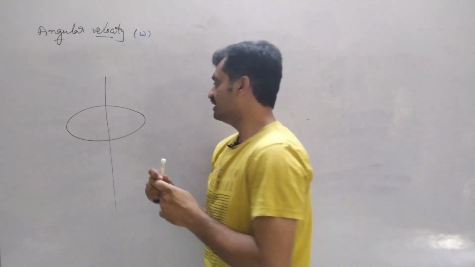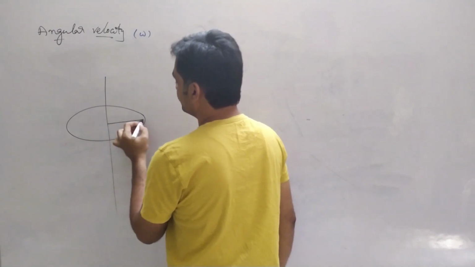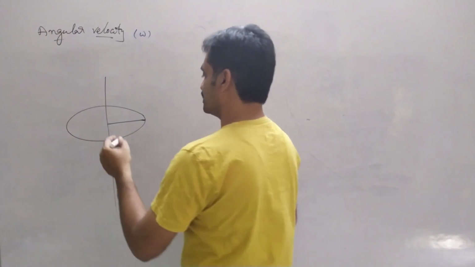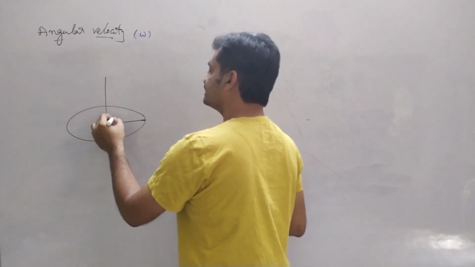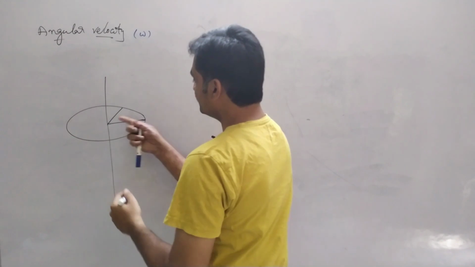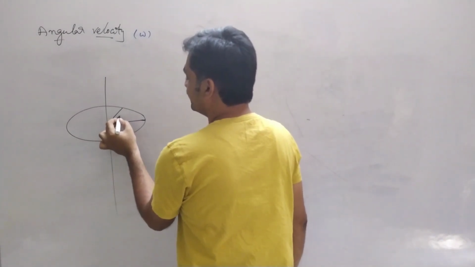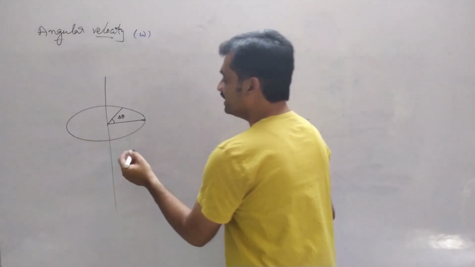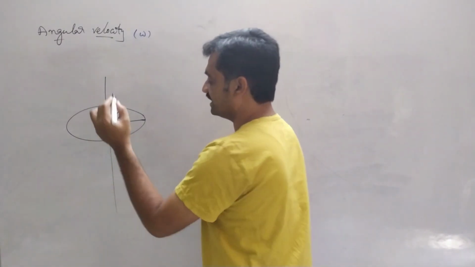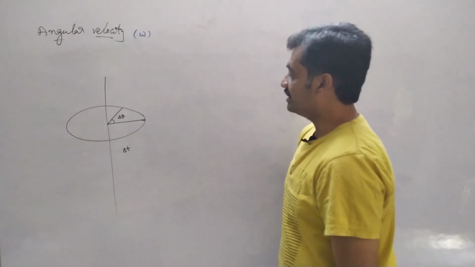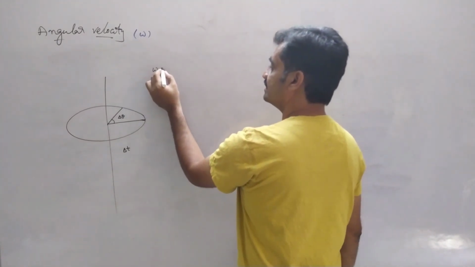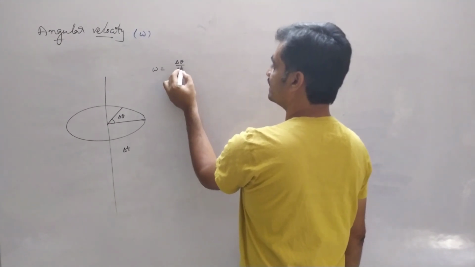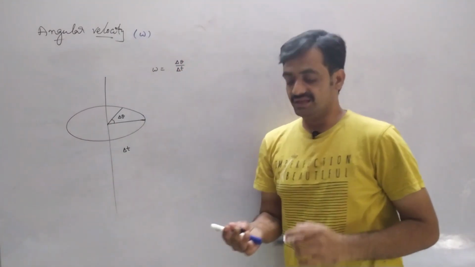Here, initially the body is at this position. After a time t, it has reached this position, and it makes an angle of delta theta within a time of delta t. Then angular velocity can be given as omega equals delta theta by delta t.